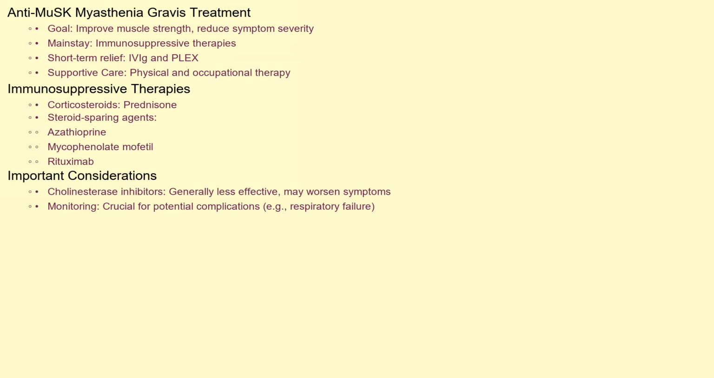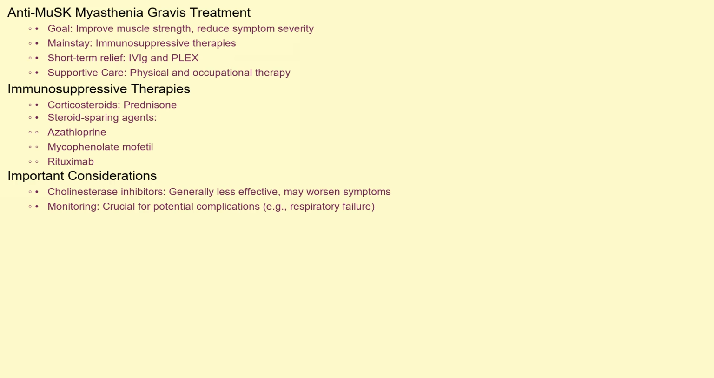Treatment for anti-MuSK myasthenia gravis aims to improve muscle strength and reduce the severity of symptoms. Immunosuppressive therapies are the mainstay of treatment, often including corticosteroids like prednisone. Steroid-sparing agents, such as azathioprine, mycophenolate mofetil, or rituximab, are frequently used to minimize the long-term side effects of corticosteroids.